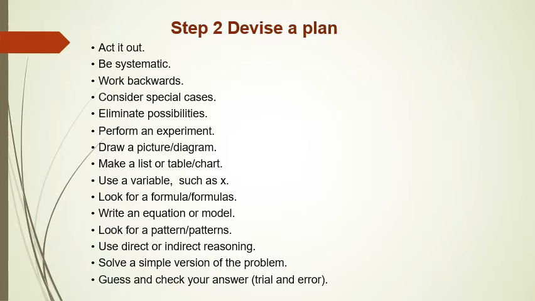Second one is devise a plan. So, here is the series of processes you can do when you devise a plan. Act it out. Be systematic. Work backwards. Consider special cases. Eliminate possibilities. Perform an experiment. Draw a picture or a diagram.